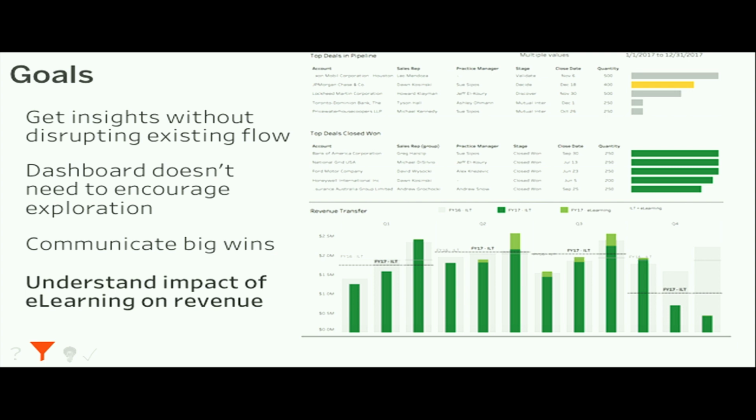And if we scroll down to the bottom of the dashboard here, we can see more about the top deals and the impact of e-learning on our total revenue. And as expected, it's actually improving Tableau's bottom line while helping all of our customers get more out of our running program. So it's a win-win.